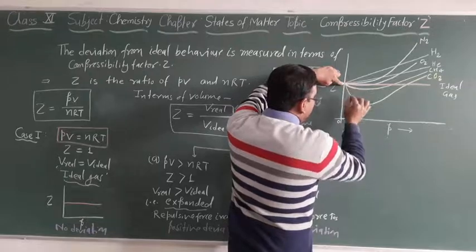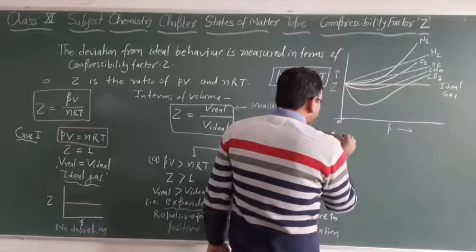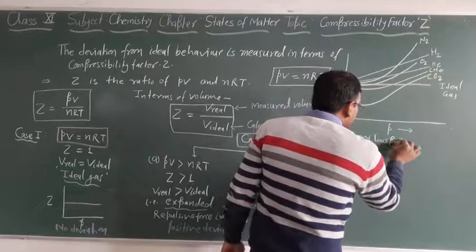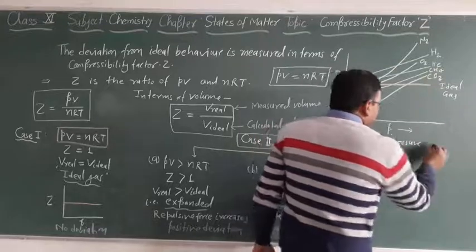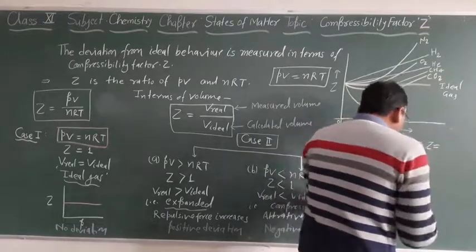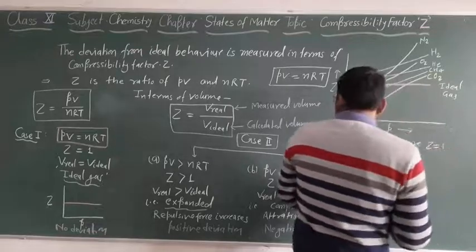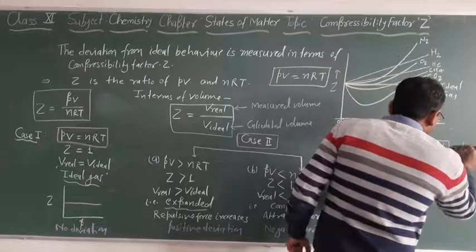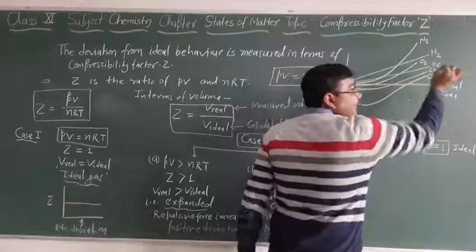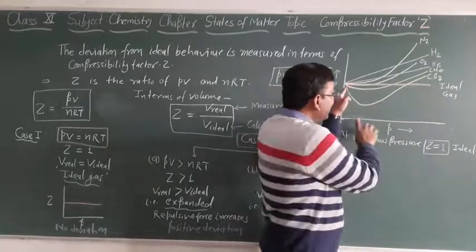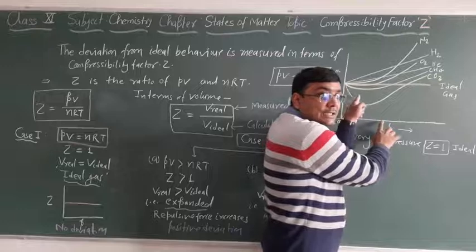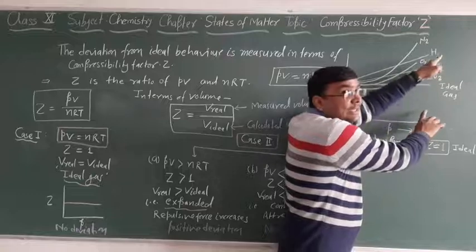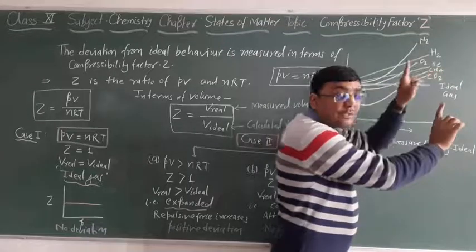So at very low pressure we observed Z is nearly equal to 1. Means what? Means the gas behaves ideally. As pressure increases, first of all Z decreases, and after some time the Z value starts to increase while increasing the pressure. Is it clear?